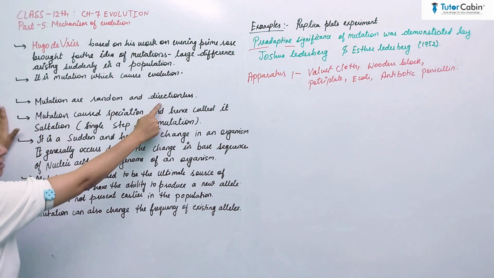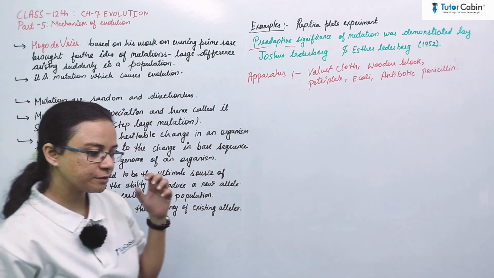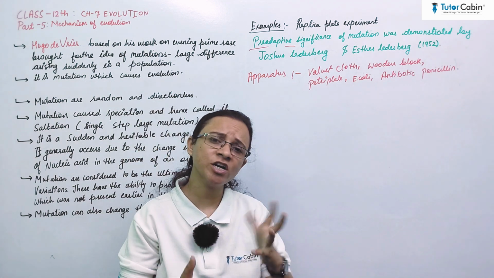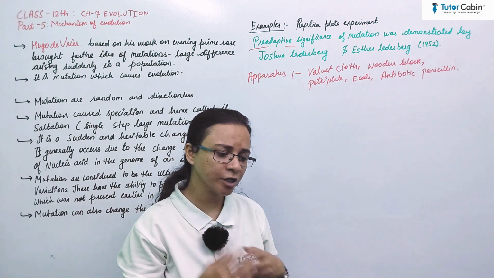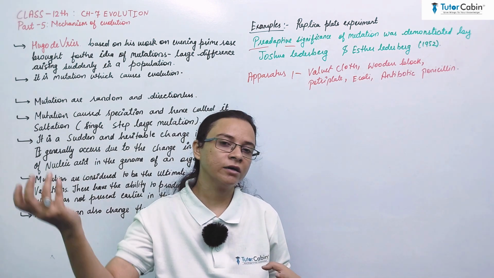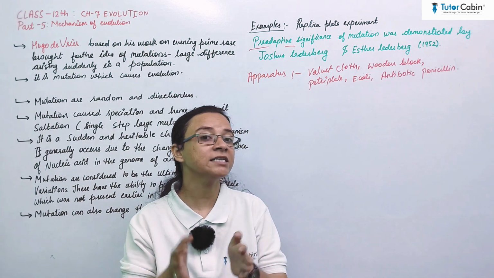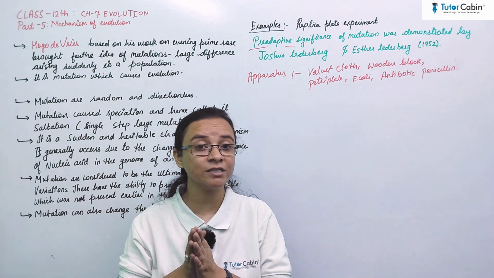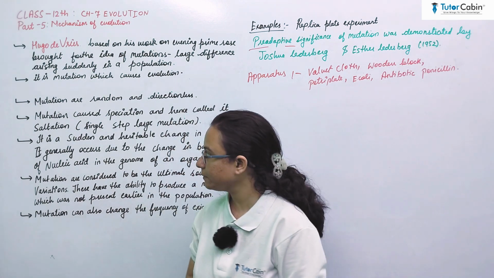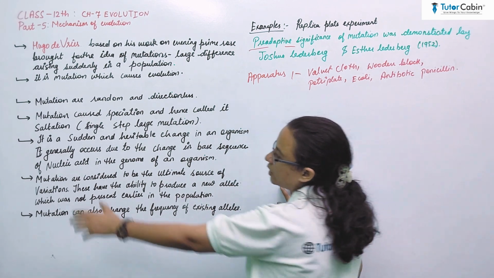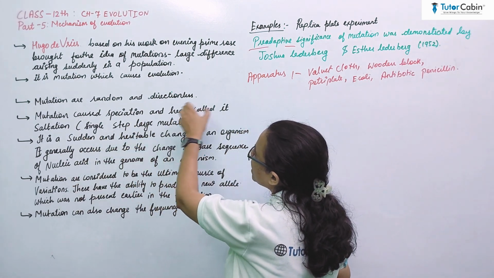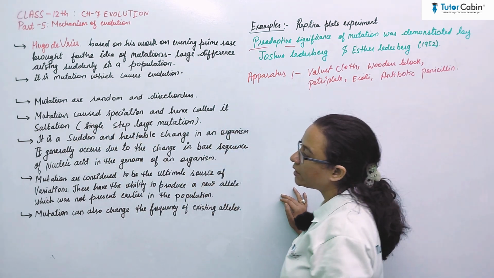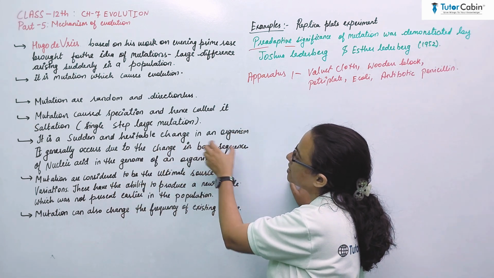Mutations are random and directionless because they are not specific to a particular species. They occur in any species, any organism, and in a particular organism they lead to evolutionary changes. Fitness is also important, because if the organism is fit, nature always selects the fit organism for evolution. Mutation causes speciation and hence is called saltation, a single-step large mutation. It is a sudden heritable change in an organism.